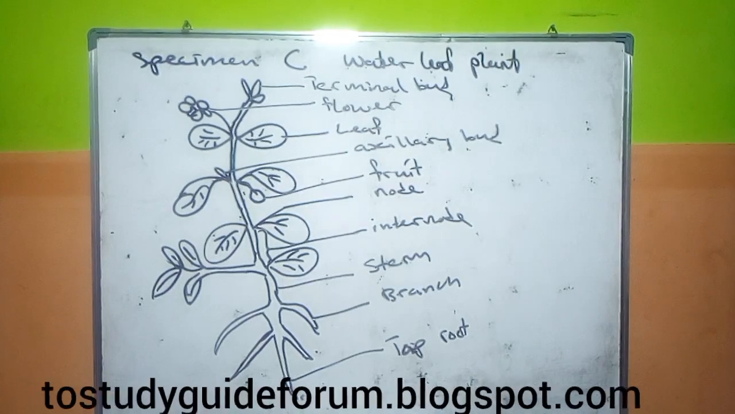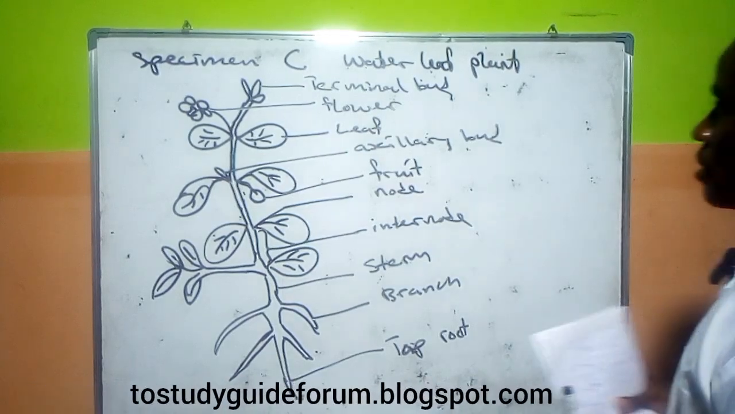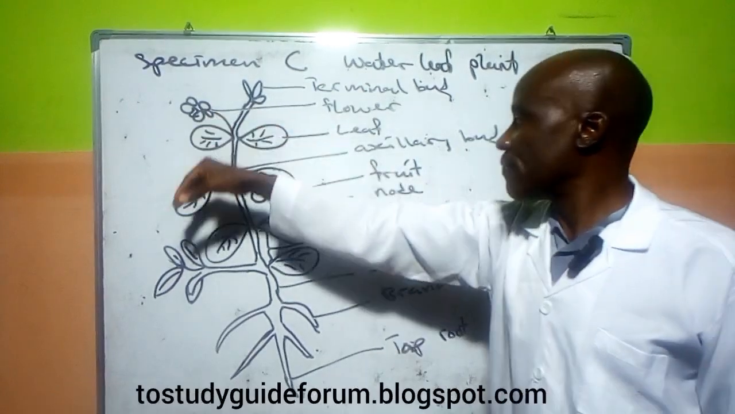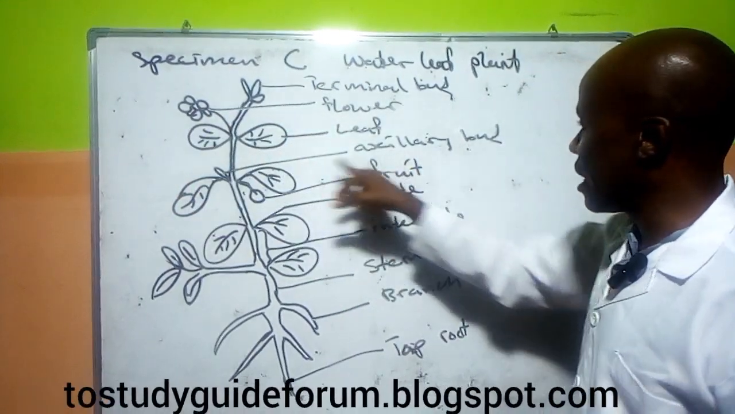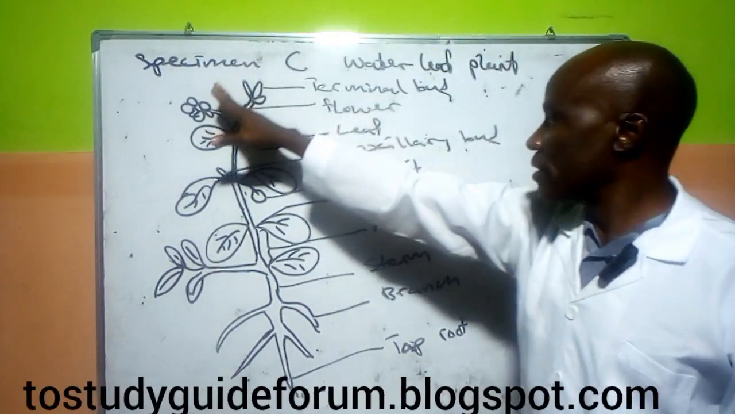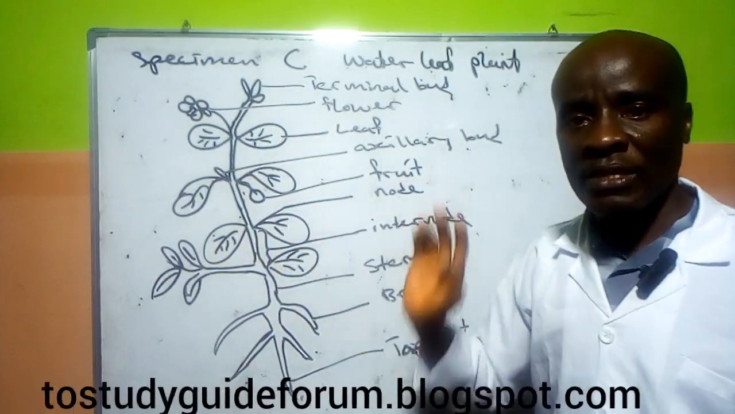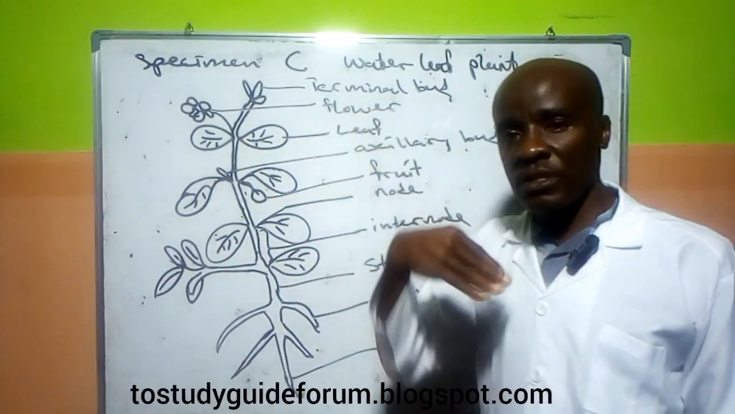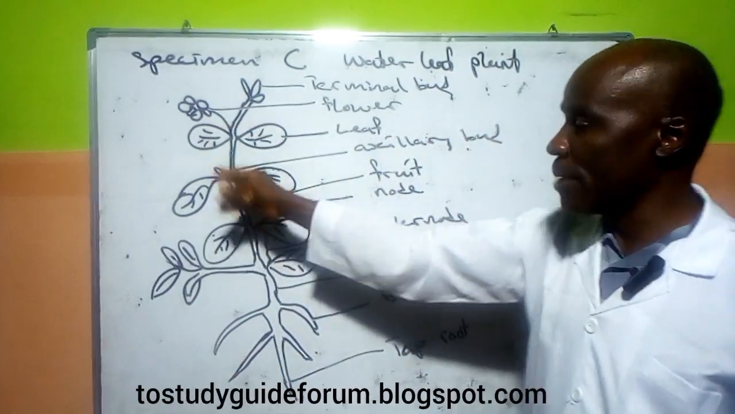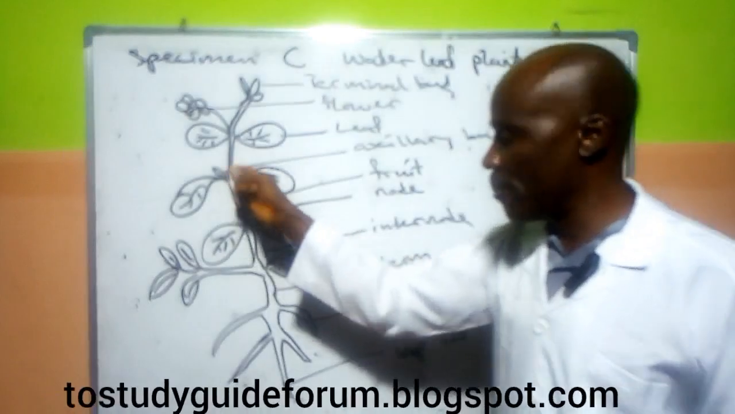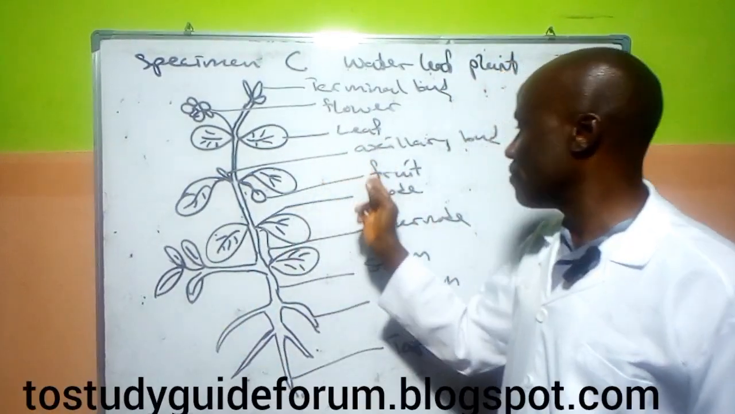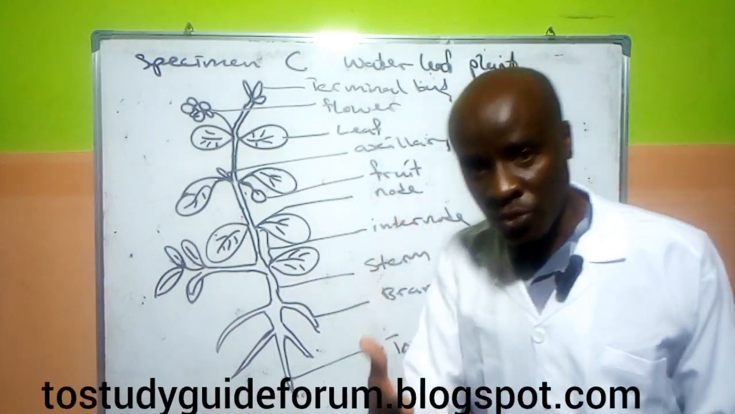So this is the plant. Here is the terminal bud. We have the flower, we have the leaf, the axillary bud. The terminal bud is the one that grows continuously. Now the flower is the reproductive part of the plant. The leaf is the area that manufactures food through photosynthesis. Now we have the axillary bud, which grows into branches. Now we have the fruit. The fruit is where food is stored.